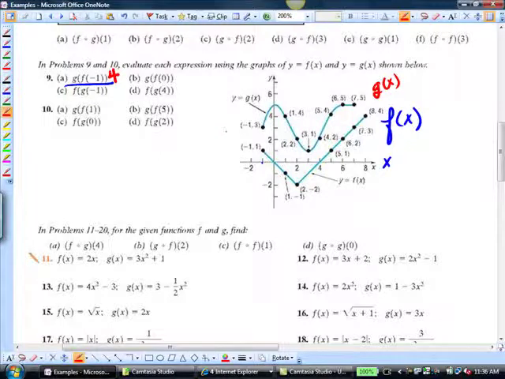So, do we do 10C? Sure. All right, 10C is f of g of 0. So we go to 0 on the x, and then we go to g, which is about 5, maybe? Looks like it right there.